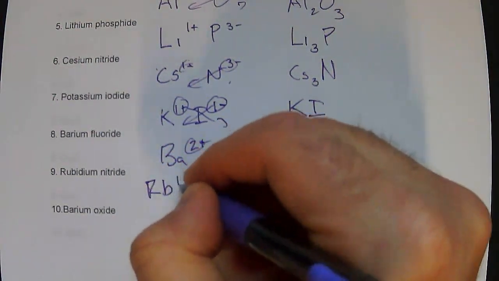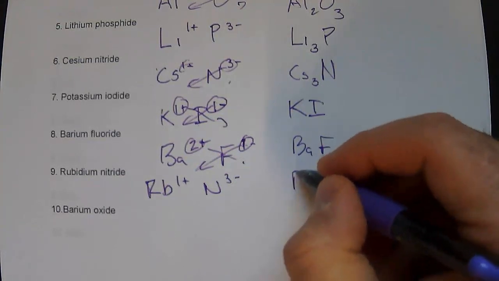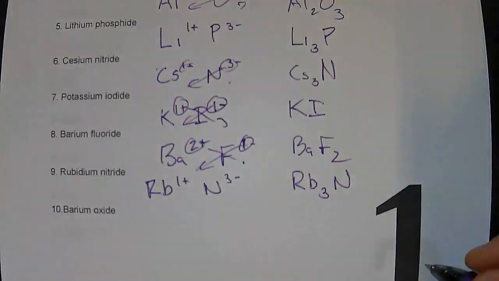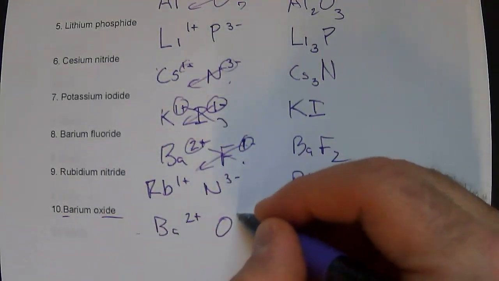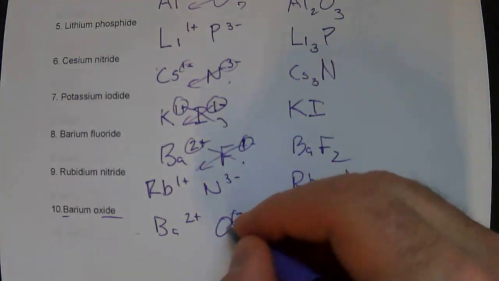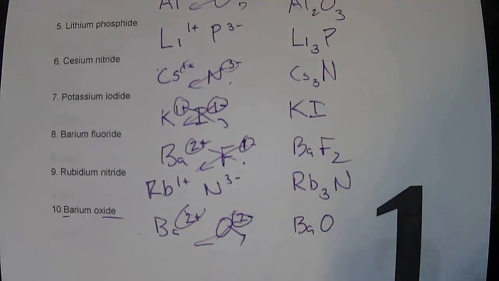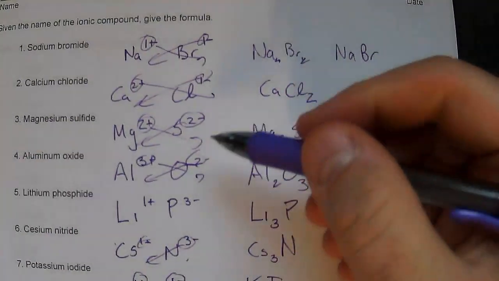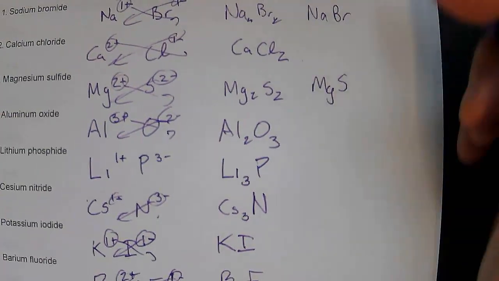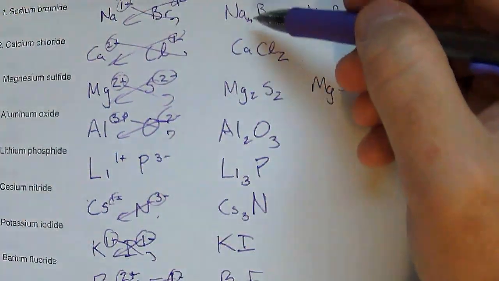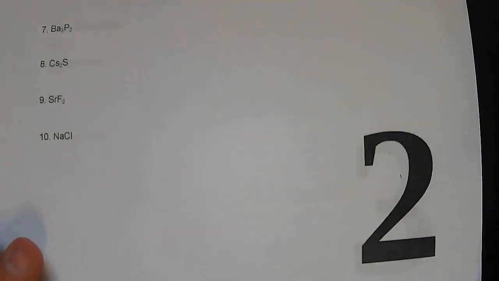Rubidium, Rb 1+, nitride 3-, so we're going to do Rb3N, and then barium oxide, which is Ba 2+, oxide 2-, so we crisscross and then we reduce, so we get BaO for that one. Okay, so notice on each one of these I wrote some work, I crisscrossed them, and some of them I reduced, some of them I crossed things out, but I always showed the work.